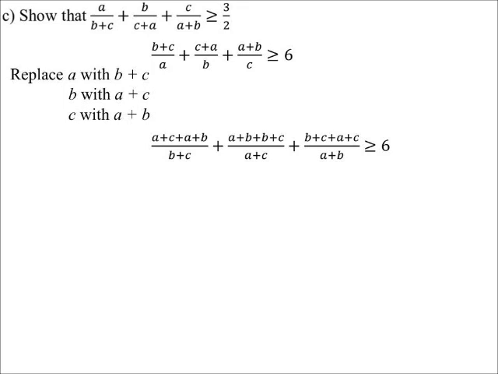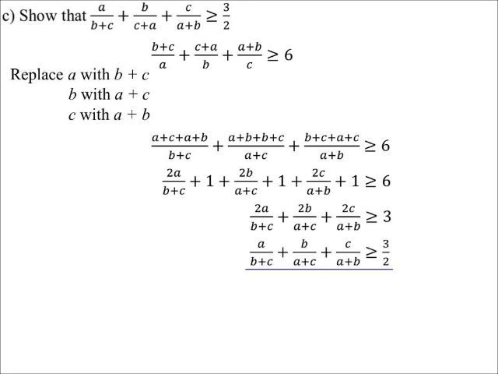which is 2a plus b plus c on b plus c, which is 2a on b plus c, plus 1. The next one, 2b on a plus c, plus 1. 2c on a plus b, plus 1. Move the 3 over to the other side, divide by 2, and we have our result. So a heck of a lot of algebraic manipulation involved.